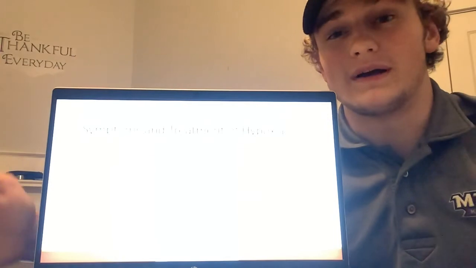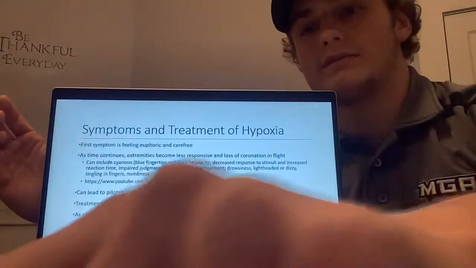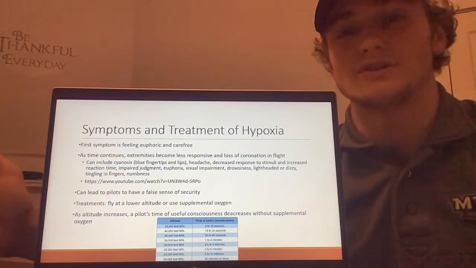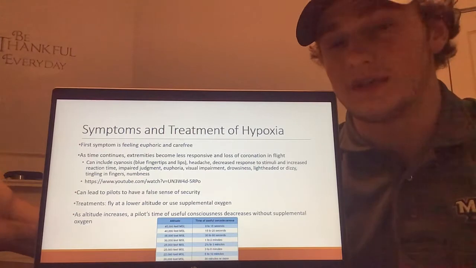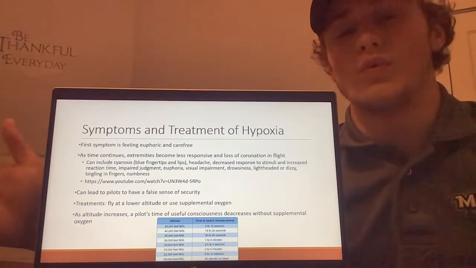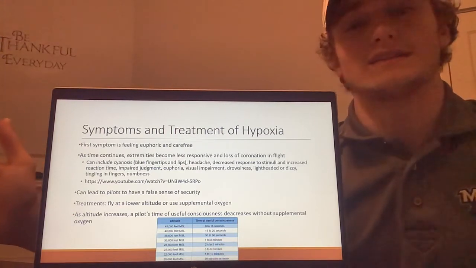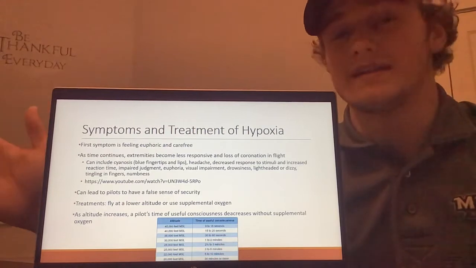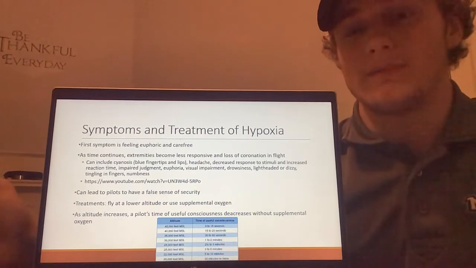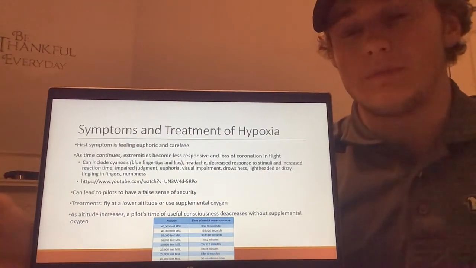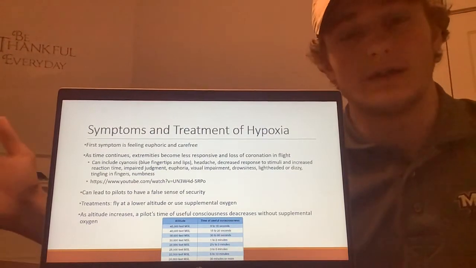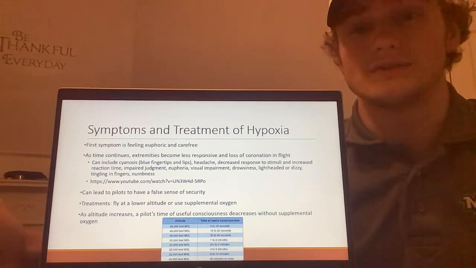And as well, because they have that sense of euphoria, they can also have a sense of security. So even once the symptoms of hypoxia start increasing, they don't know what's occurring, and they just feel like everything is going great. The way you can treat hypoxia is, first off, you can fly at a lower altitude where there's more oxygen in the air available to you, or you can use supplemental oxygen as well.